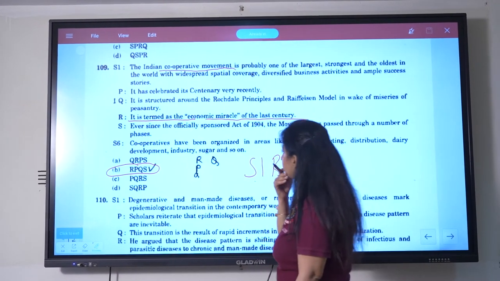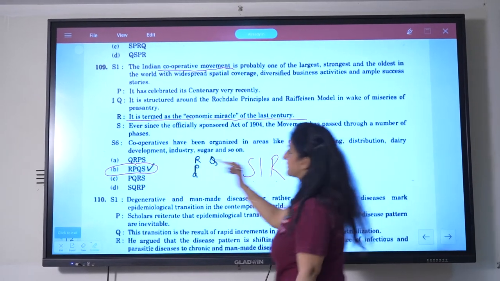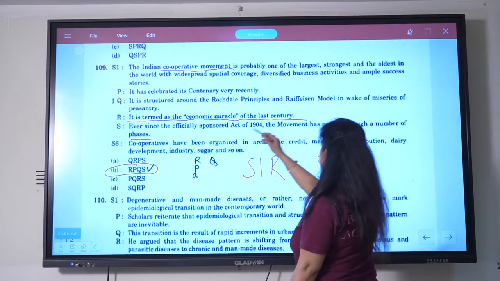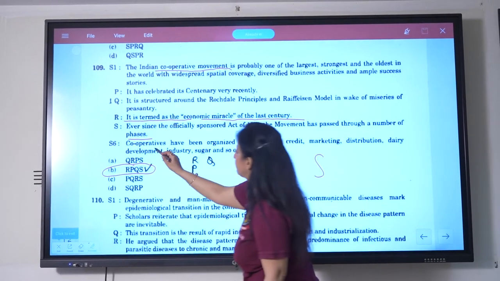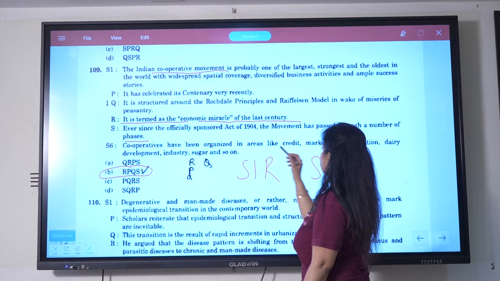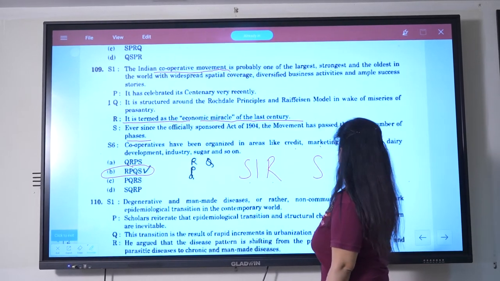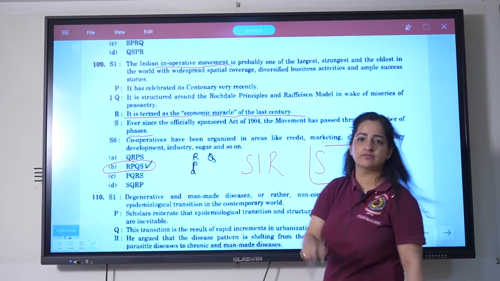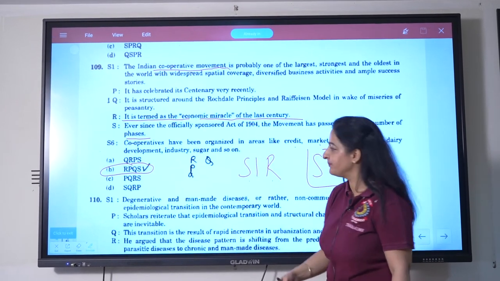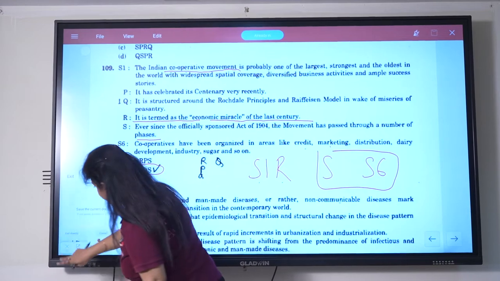And S talks about some phases, if you notice over here. Ever since the officially sponsored act, the movement has passed through a number of phases. And look at this: cooperatives have been organized in areas such as this, really goes well. So S and S6 connecting phases and areas. A good connect there.